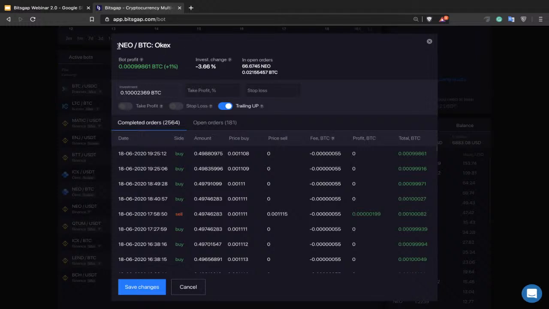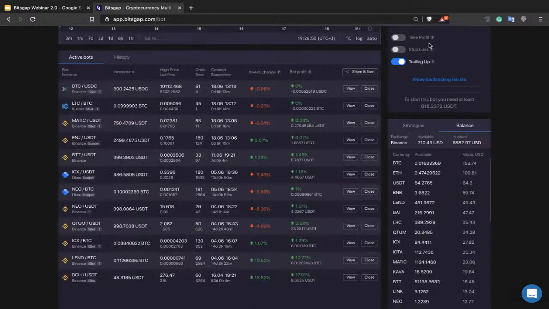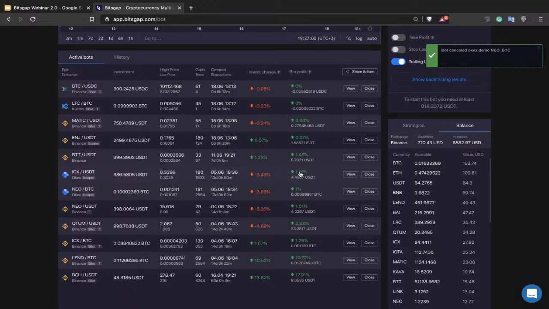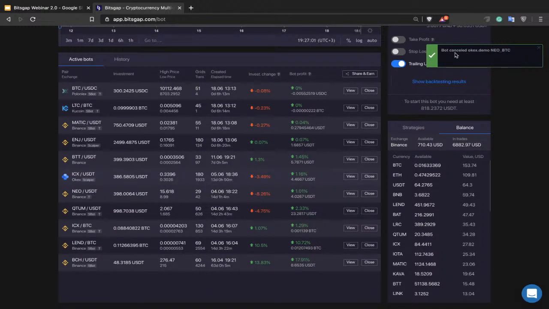So we currently have in this cryptocurrency pair, in this trading bot, 66 NEO in open orders, and we have 0.02 BTC also in open orders. So if I click on close and click on yes, check the box, sell all of the NEO to BTC, that's going to be a full exit to BTC. So you see, you cancel the bot. And now let's refresh the balance. You see that it placed a market sell and it filled the market sell. So now let's check once again the balance.